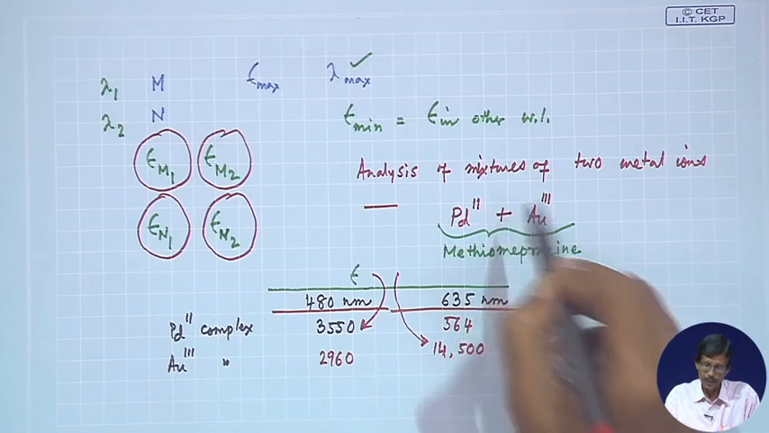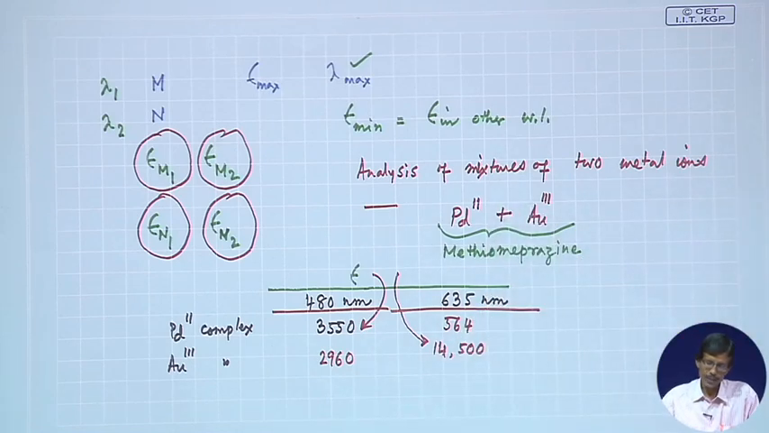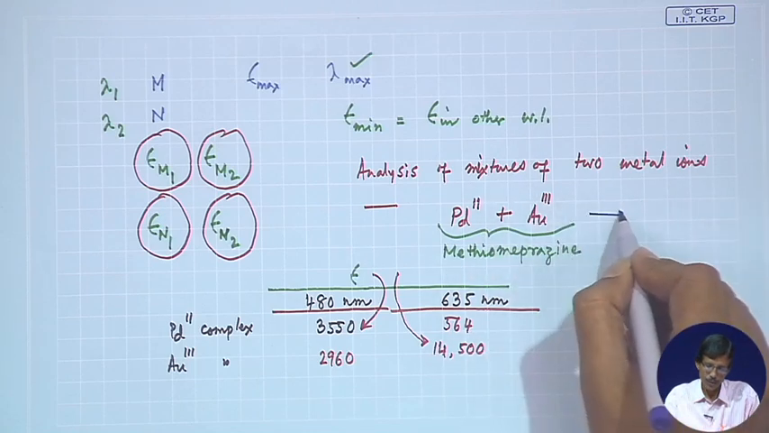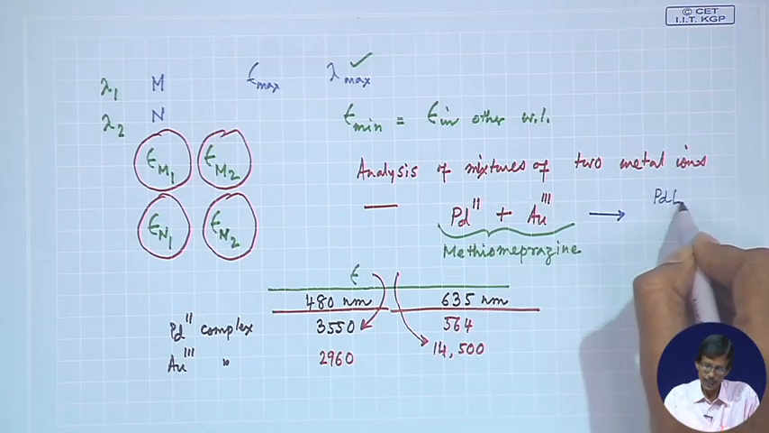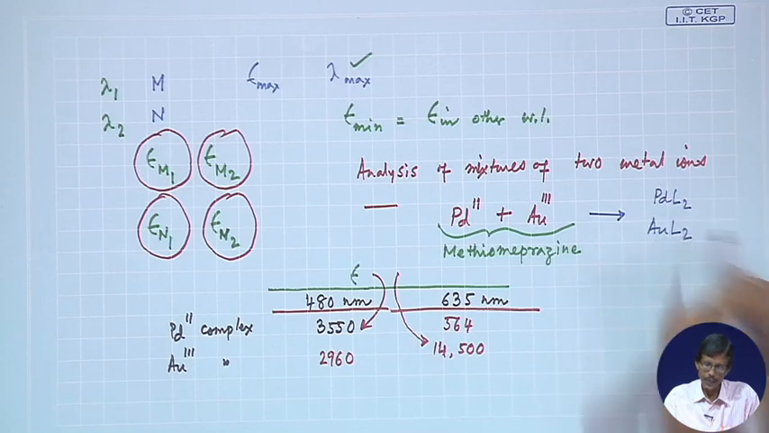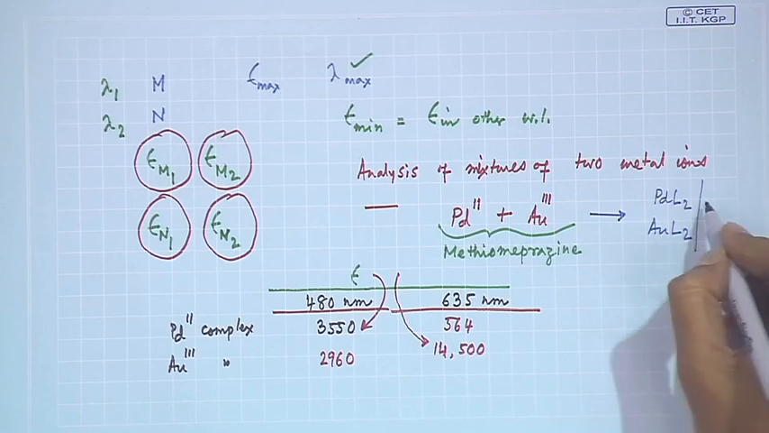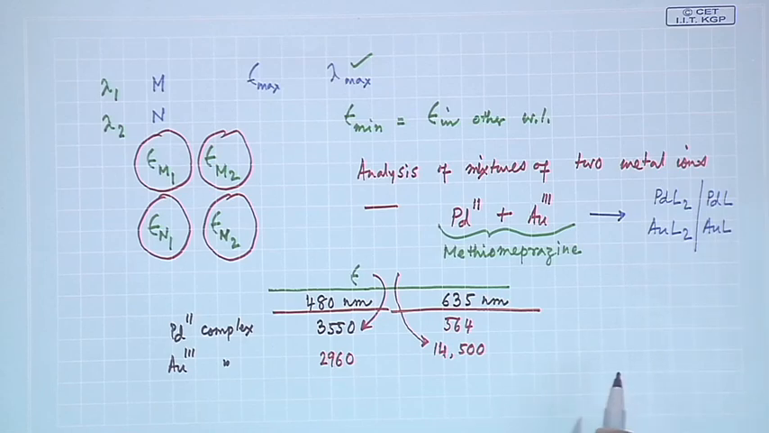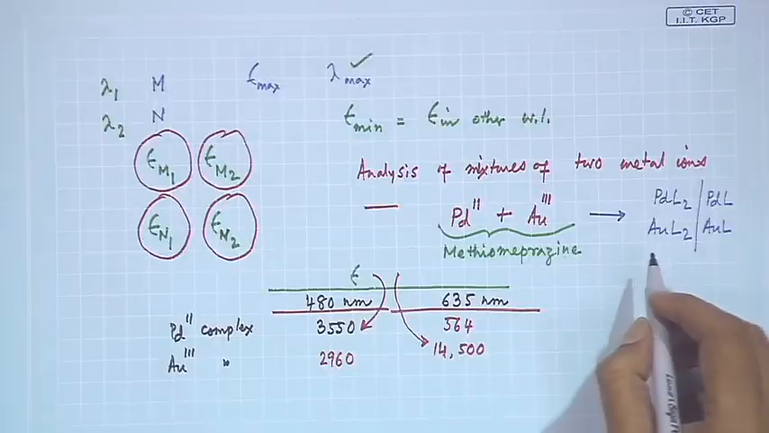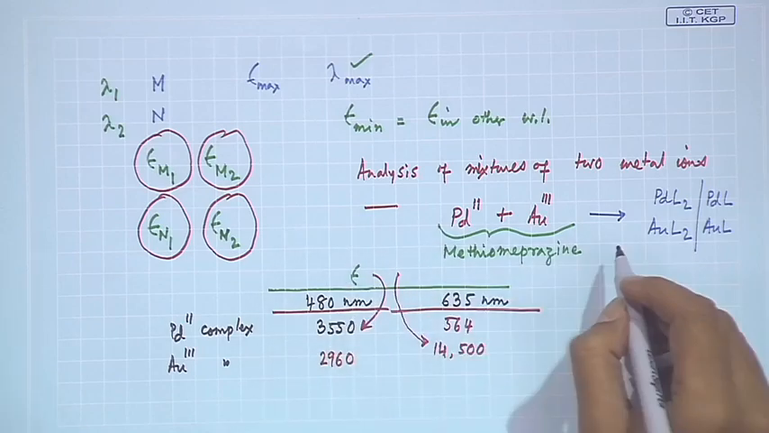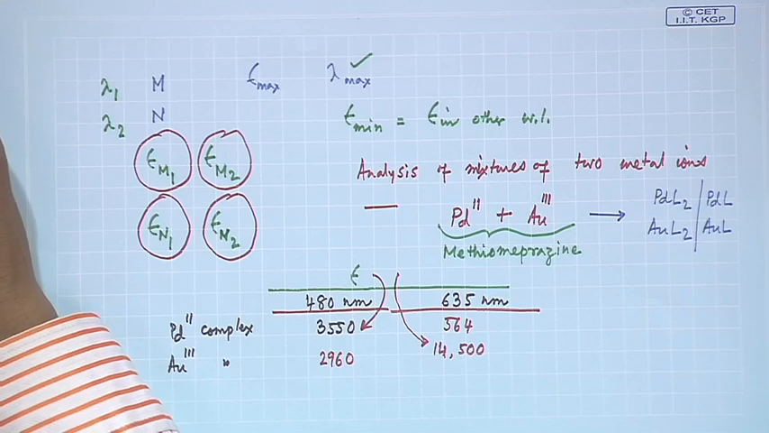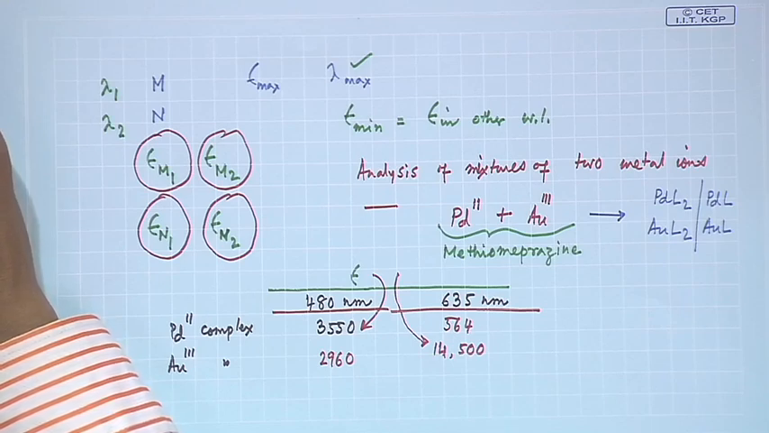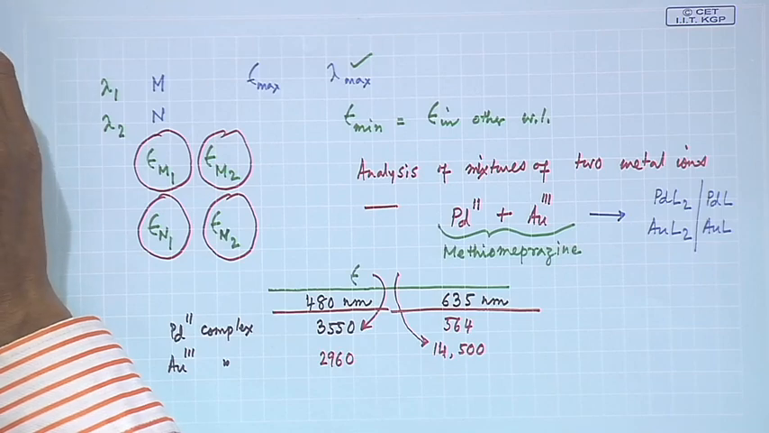Then we can have the mixture of these two, and the mixture reacts with this reagent, giving rise to the complexes PdL2 and gold L2, say. It can be PdL or gold L also if it is a tetradentate ligand. So, we take the mixture and we can measure the total absorbances, these two absorbances A1 and A2.